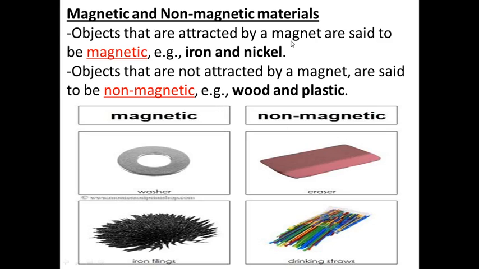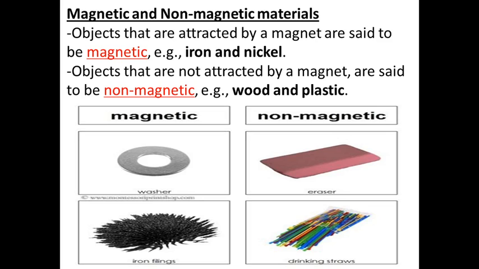Objects that are attracted by a magnet are said to be magnetic. The examples are iron and nickel. That means the iron, cobalt and nickel metals are magnetic materials. Magnetic materials are attracted by a magnet. So when there is attraction between two substances, where one is a magnet and the other is iron, nickel or cobalt, those materials are known as magnetic materials.